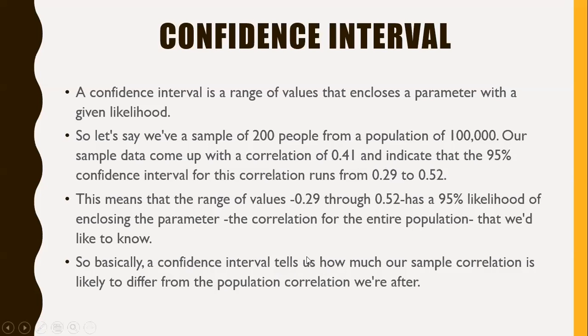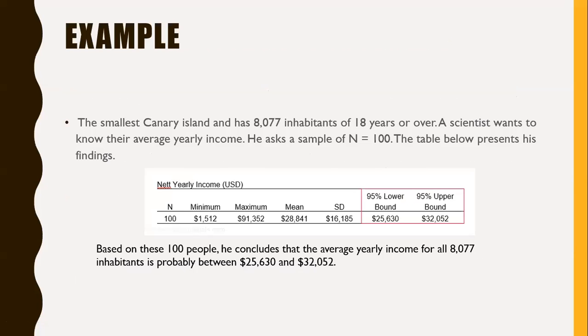Example: in the smallest Canary Island. This is an island, just forget about the name. There are 877 inhabitants of 80 years or over. A scientist wants to know their average yearly income. He wants to check the yearly income of this population. So he has taken a sample of 100 from this population, right? The table below presents the findings.